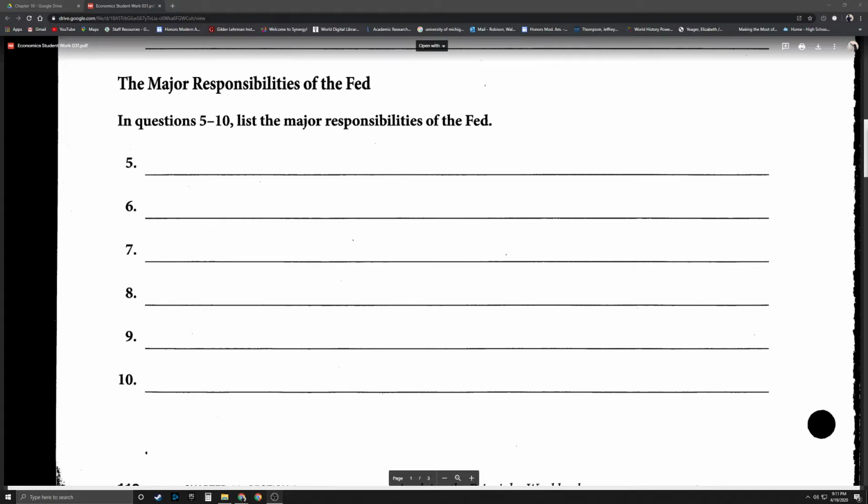The major responsibilities of the Fed, in questions 5 through 10, list the major responsibilities of the Fed. So we've done this already. It's in the presentation. Number 5 would be they control the money supply. 6 would be they supply the economy with paper money. 7 is they hold bank reserves. 8 is they provide check clearing services. 9 is they supervise member banks to ensure that they're following bank regulations. And then 10 is they serve as the lender of last resort for banks that are in need of cash.